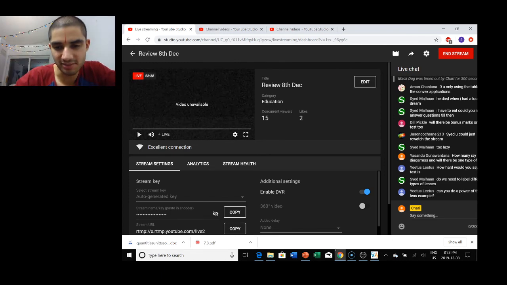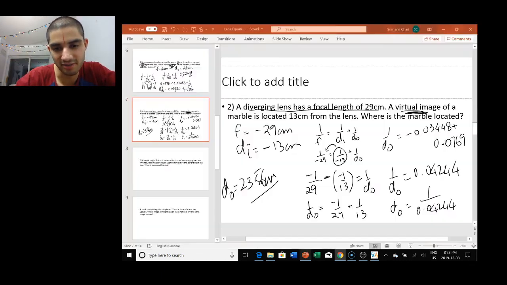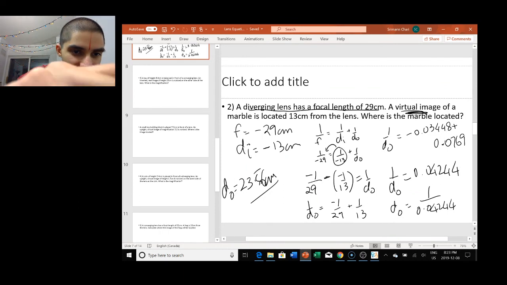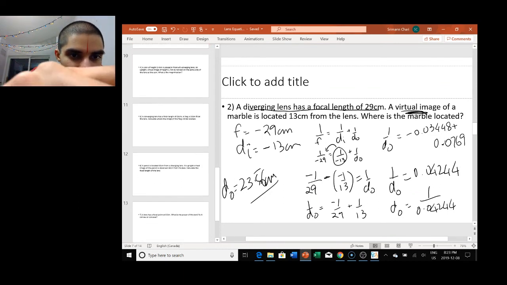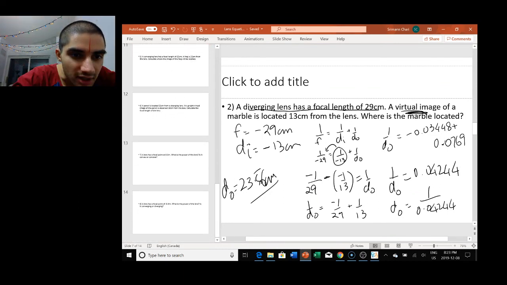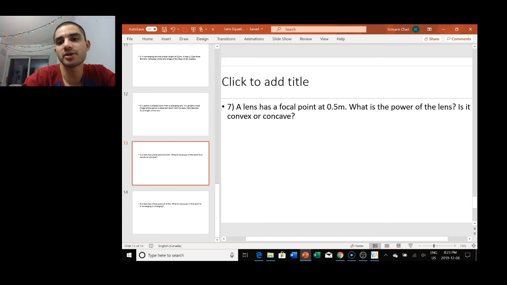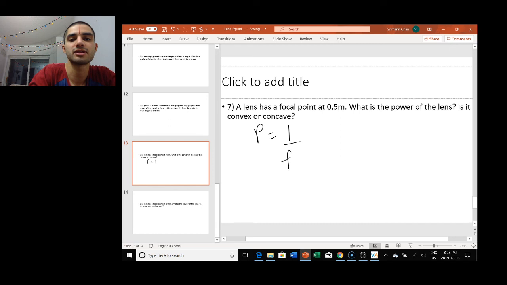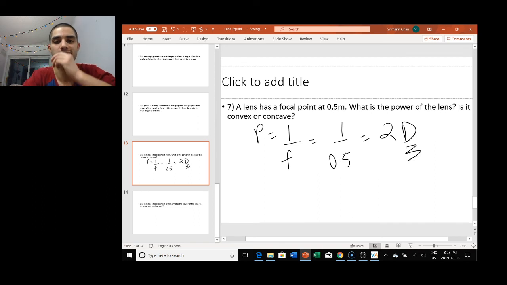Power of the lens example. I have to find a power of the lens question now. Okay, actually, I think I have it right here. Lens has a focal point of 0.5. What is the power? So power equals 1 divided by focal length equals 1 divided by 0.5 equals 2 diopter. So I'll give marks for the unit here. You have to know that the unit of power is diopter.